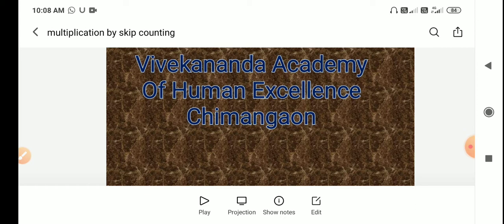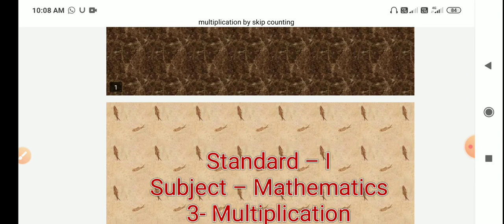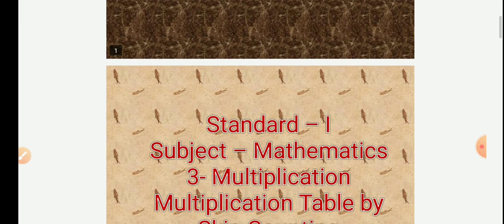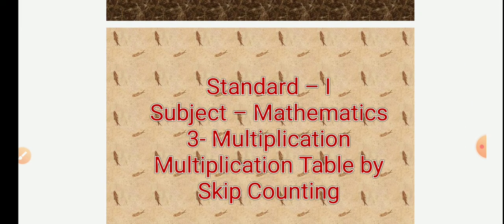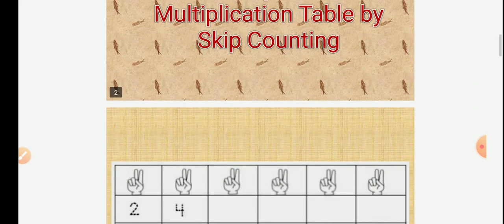Students, you have learned multiplication, how to multiply a given number, as well as the multiplication tables of 1, 2, 3, 4, 5, 6, 7, 8, 9, and 10. Now, in this session, we will learn about multiplication by skip counting. See, students, we'll see multiplication by skip counting.